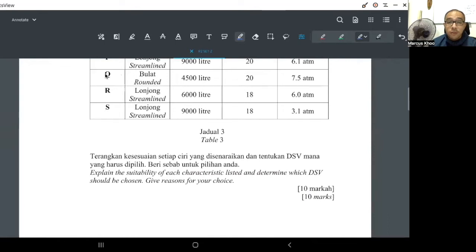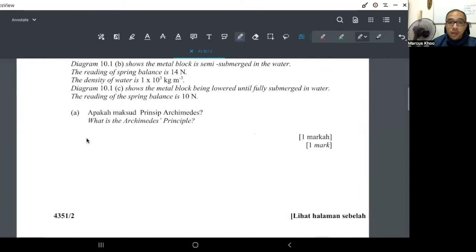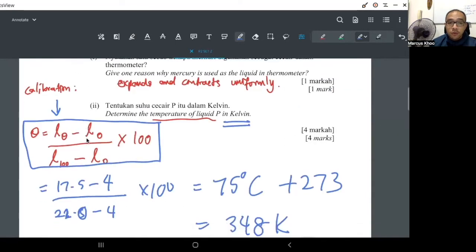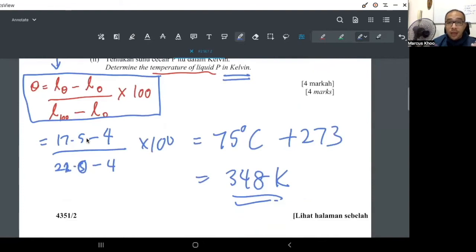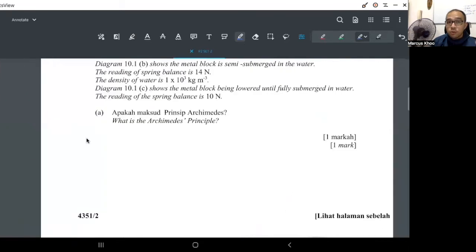If I don't use the formula, tapi jawapan betul pun boleh. Sorry, this one, somebody asked me, if you don't use the formula but you get the right answer, actually any other way is accepted. There is more than one way to answer this question actually. Kau pakai nisbah-nisbah pun boleh tu sebenarnya. Okay, you can still get the same answer, no problem.